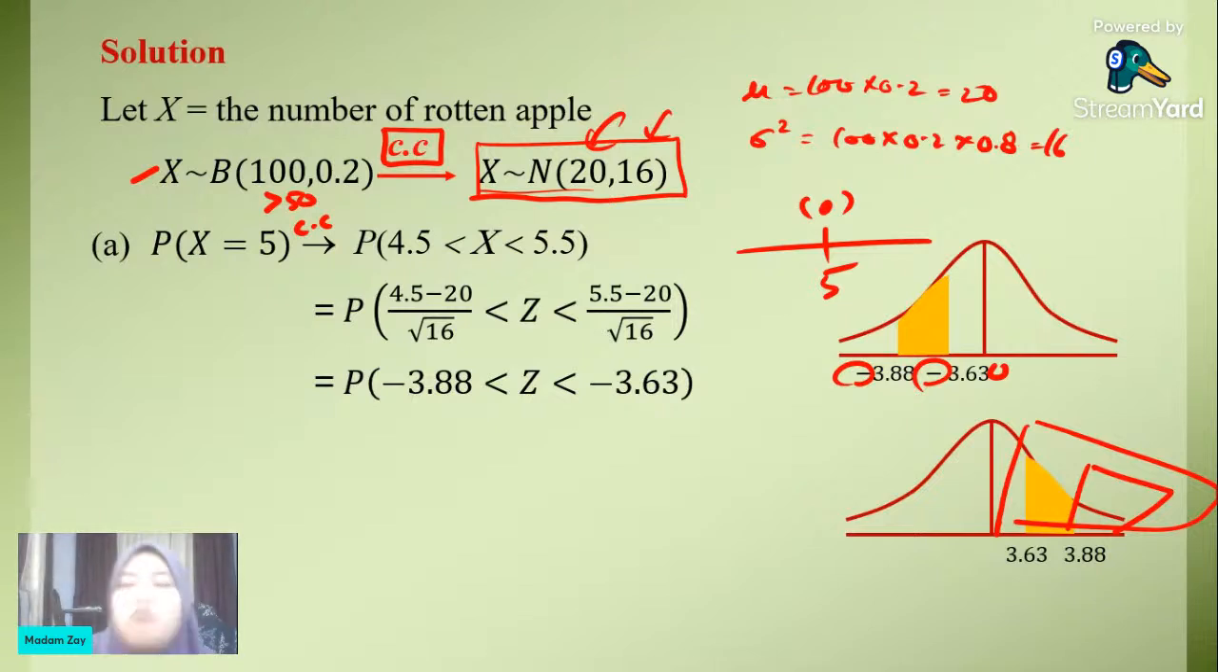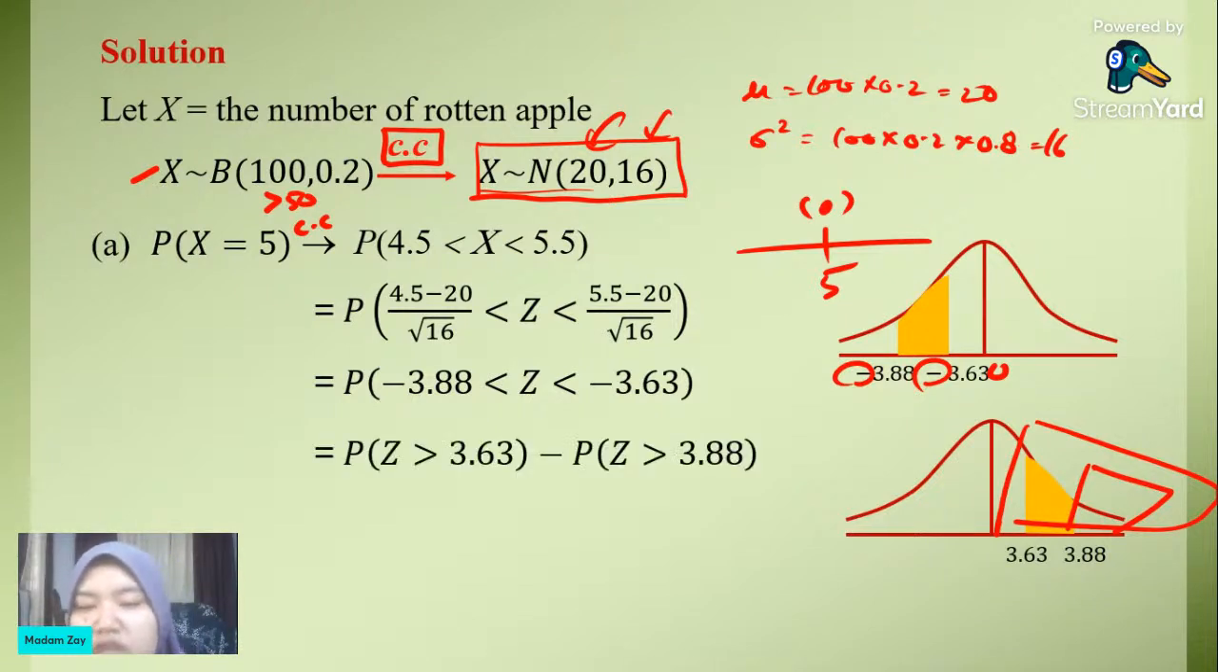So probability of z more than 3.63 minus probability of z more than 3.88. Make sure that we have the bigger triangle minus the smaller triangle. Usually, if you get confused, you can check. If you get a negative answer, then it's wrong, because probability cannot be negative.